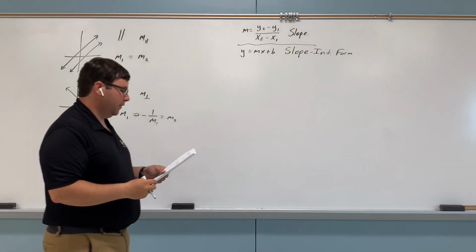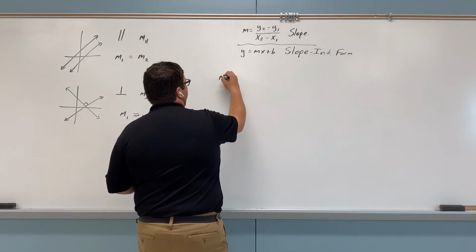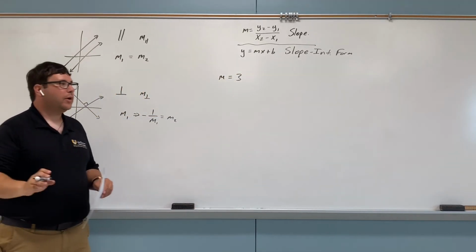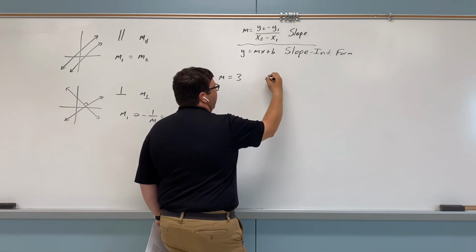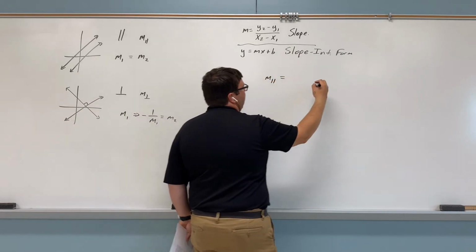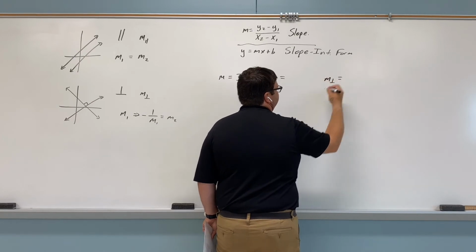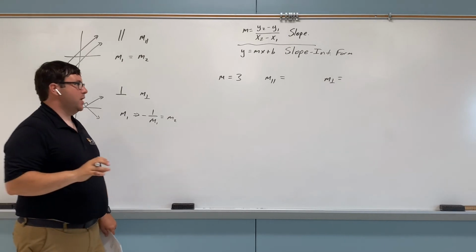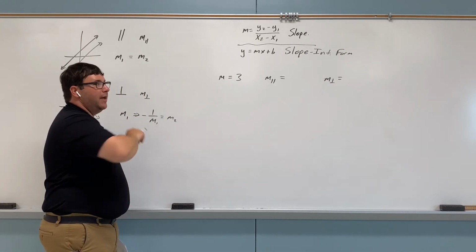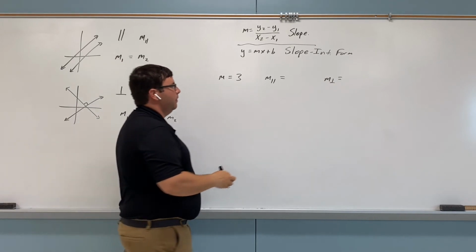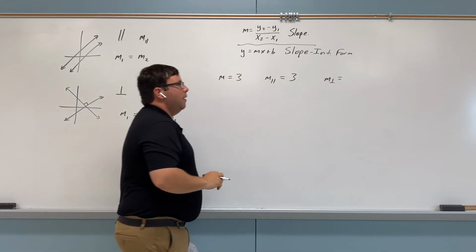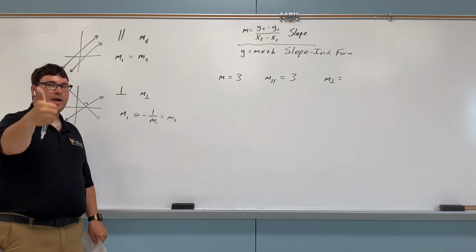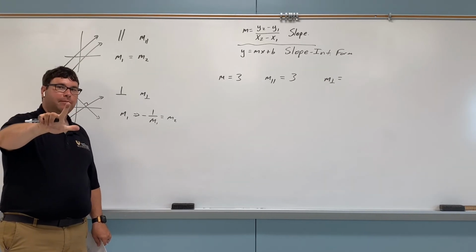Now, let's work through a couple examples. If I have a slope that is given as 3, the question is, what is my parallel slope and what is my perpendicular slope? So if I have a given slope of 3, my parallel slope has to be the same. That's easy. My perpendicular slope has to meet 2 conditions. It has to be opposite and reciprocal.